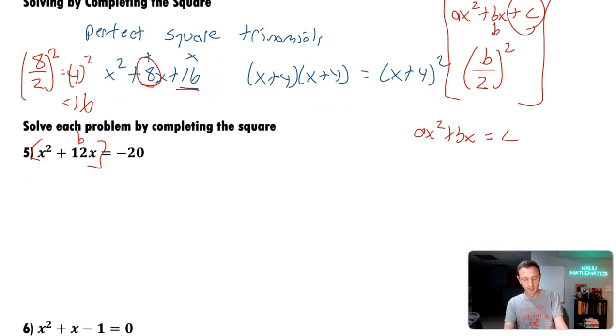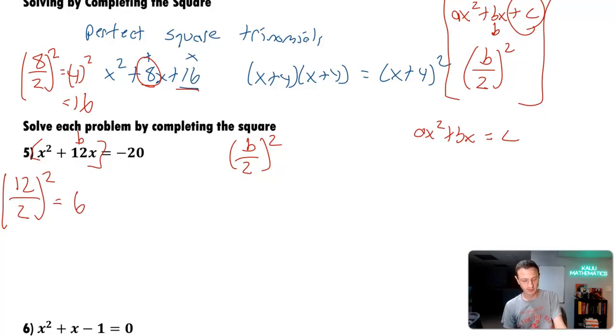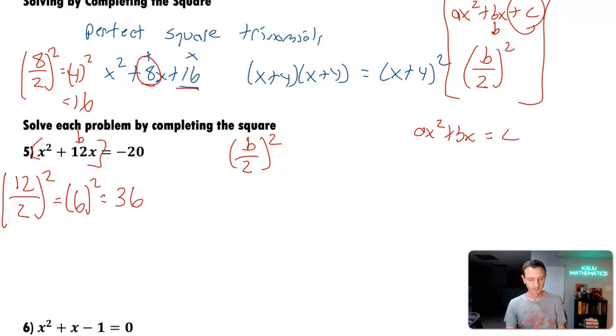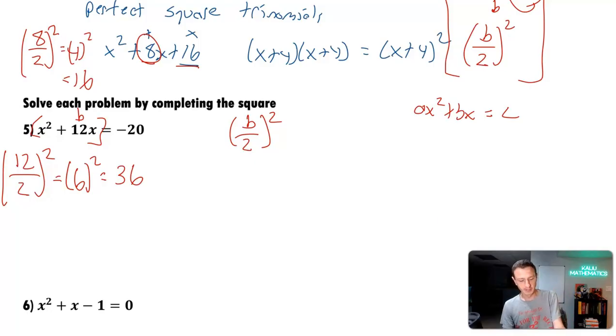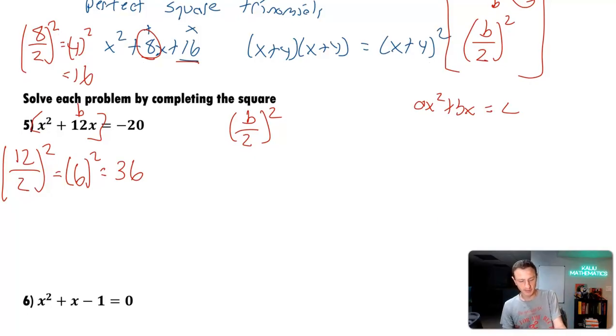To complete the square, I'm going to take this b term, 12, divide it by 2, and square it. So I'm taking this b term, so b over 2. So we're taking the b term, cutting it in half, and then squaring it. In this case, it's going to be 12 over 2, which is 6. 6 squared is 36. 6 times 6, I get 36. That means I want to add on 36 to both sides. So I'm going to have x squared plus 12x plus 36 equals negative 20 plus 36.